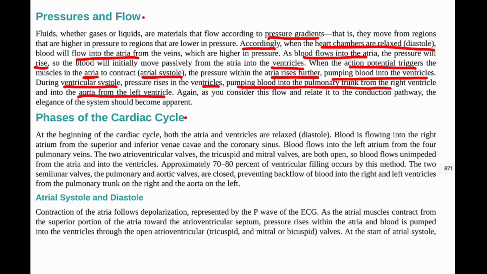So let's look at these phases then. At the beginning of the cardiac cycle, both the atria and the ventricles are relaxed. So at the beginning of the cardiac cycle, we're saying the heart is totally relaxed. We have atrial diastole and ventricular diastole. So blood is flowing into the right atrium from the superior and inferior vena cava and the coronary sinus. So remember, the coronary sinus is the blood flow that is coming from the actual heart itself. Blood flows into the left atrium from the 4 pulmonary veins. So remember, coming from the lungs, we have the pulmonary veins on the base of the heart, kind of posterior, draining into the left atrium.